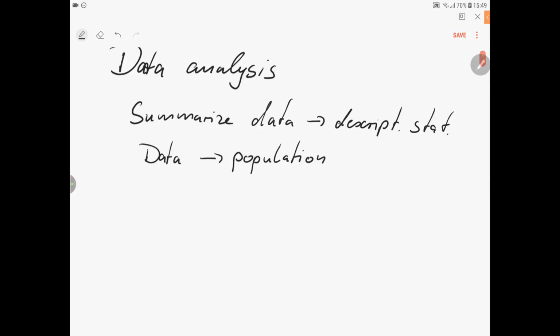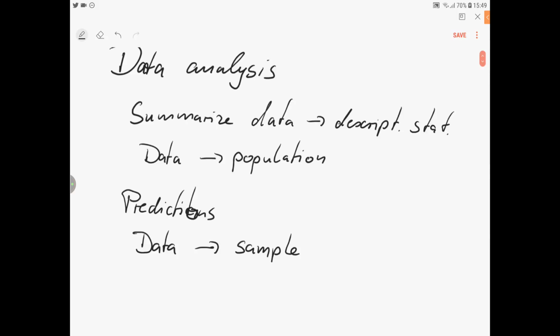However, if we are trying to make inference about other data, so we make predictions, I can't spell properly. If we make predictions about something else, we would use our data as a sample. And that is a general, a rather wide rule.